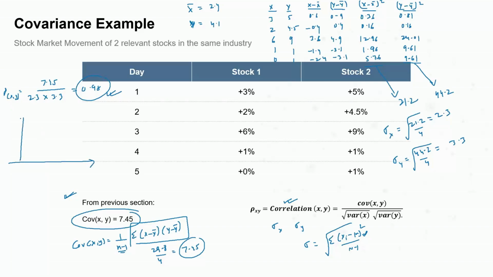Now let's try to draw the graph. Let's say x is my stock 1 and y is my stock 2. Let's mark 1, 2, 3, 4, 5, 6 on one axis and 2, 4, 6, 8, 10 on the other. The first point is 3, comma 5, somewhere here. 2, comma 4.5 somewhere here. 6, comma 9 somewhere here. 1, comma 1 somewhere here. And 0, comma 1 somewhere here. So this is how my different points look.